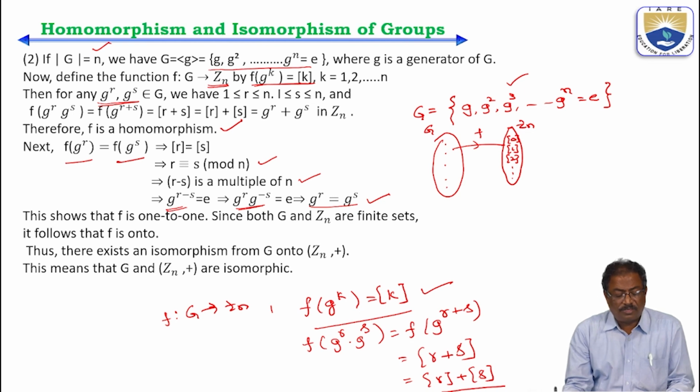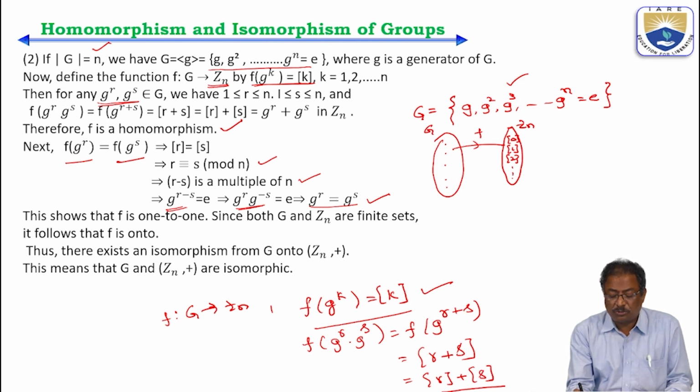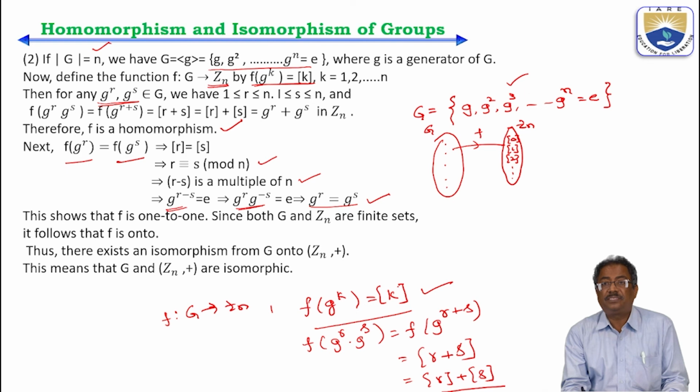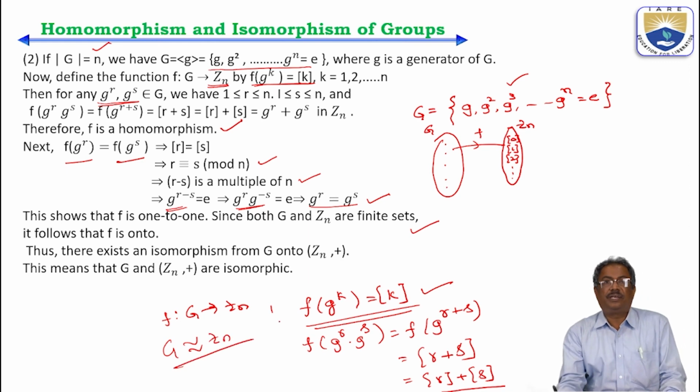Then the ontoness we prove in the same way. Whatever value k we assume, it has a pre-image of the form G power k. So we can say that it is onto. So we can say that G is isomorphic to Zn. So these are some of the problems in homomorphism and isomorphism of groups.